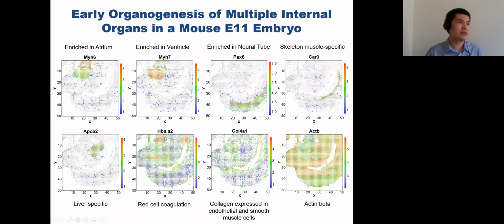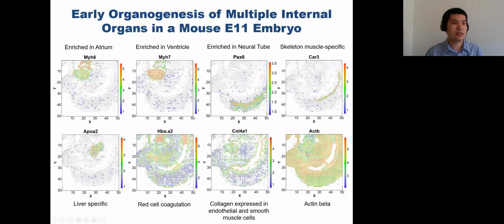You also have these hemoglobin related genes. You can see them spreading in a lot of places, but they have some hotspots here and here. Later we found this to be caused by red cell coagulation, which is just the blood cells there. And then we look at Col1a1, a collagen spread in endothelial and smooth muscle cells. So we have some hotspotted regions around this aorta area, which are just the endothelial cells.